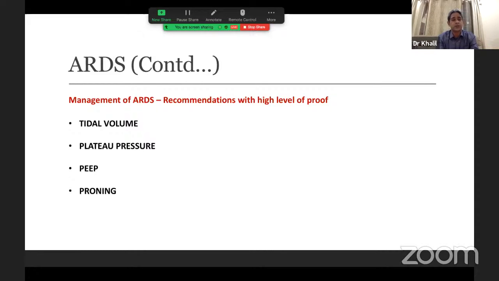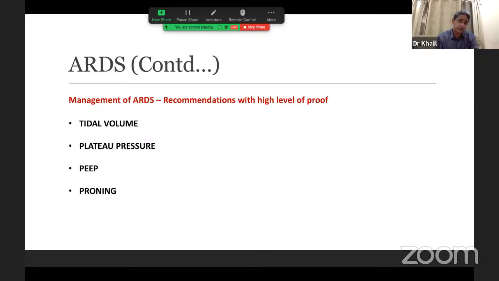Ventilator-induced lung injury can be in the form of volutrauma, atelectotrauma, barotrauma, or biotrauma, and all these are quite dangerous when it comes to the outcome in managing these children with severe ARDS. So the current trend is low tidal volume, which is 4 to 8 ml per kg ideal body weight.